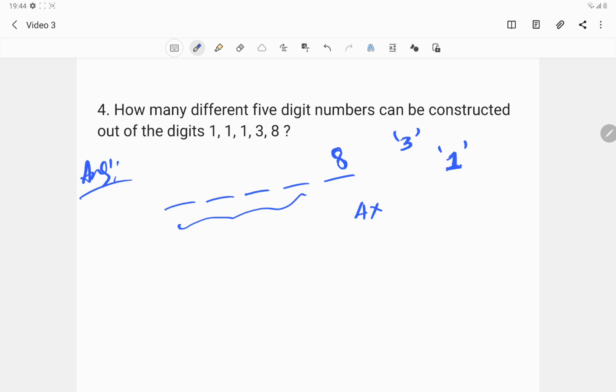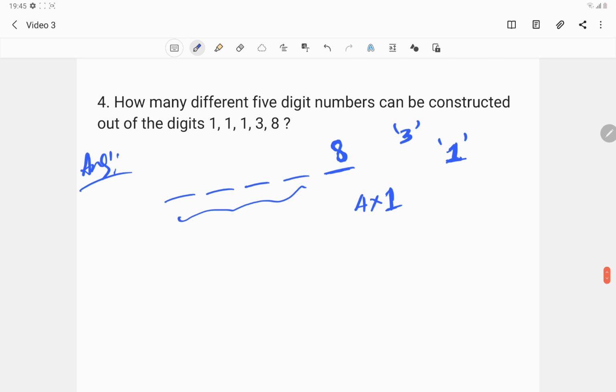First step is I have put 8 here in the units place. Then I have said that 3 can occupy any place. It can go here, or else it can come here, or else it can go here. So any place it can come. So it has 4 choices. And 1 has to go in the remaining place. So that is only one way.